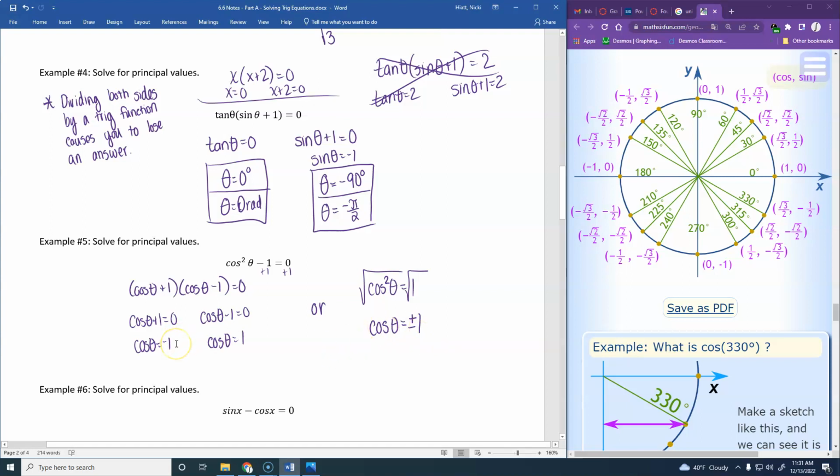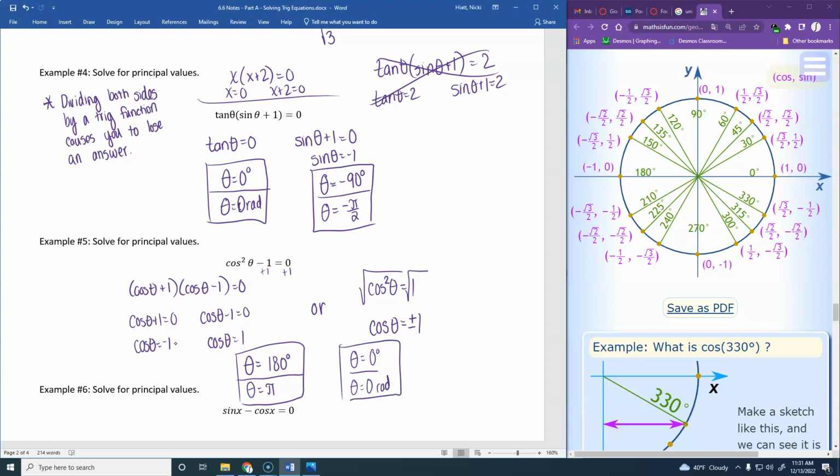So either way, we're looking at where cosine is +1 and cosine is -1. So where does cosine equal -1? 180. And remember, for cosine, our principal values are first and second quadrant. That would be pi if we did radians. And then where does cosine equal +1? 0, or 0 radians. 0 degrees or radians there. So you got 2 answers for that one as well.